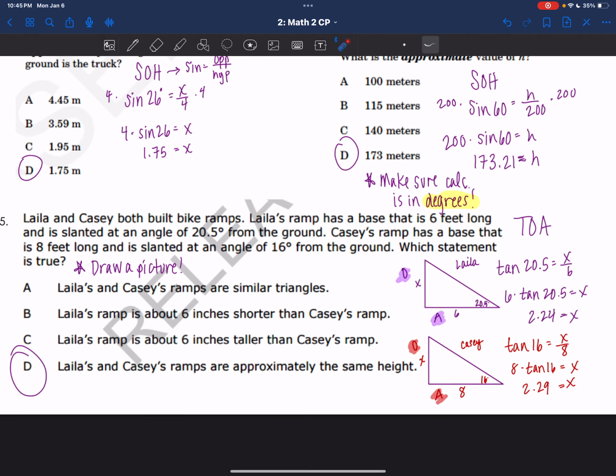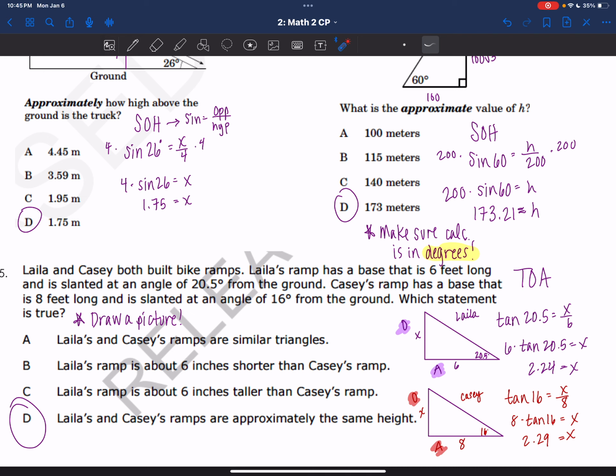And then here you're just comparing the two people and their ramps. So definitely draw a picture. Layla's ramp has a base that's 6 feet long and is slanted at an angle of 20.5. Casey's ramp has a base that's 8 feet long and is slanted at 16. So we want to know which statement is true.